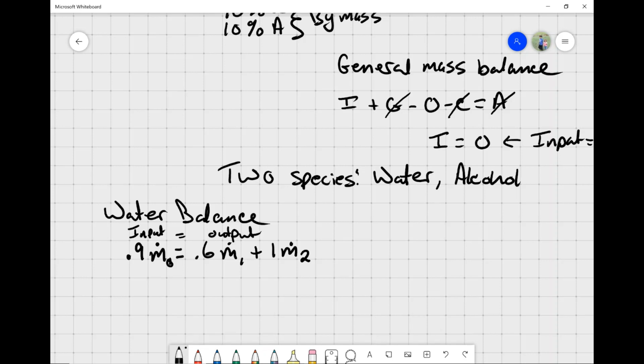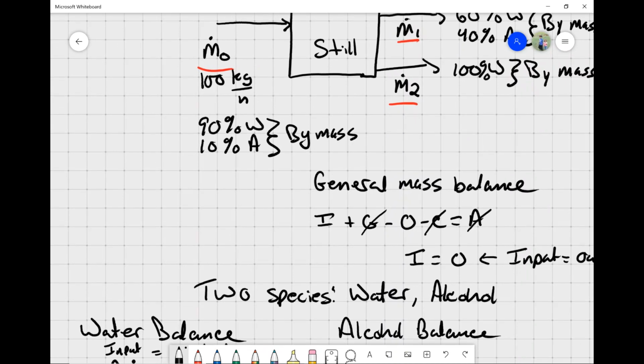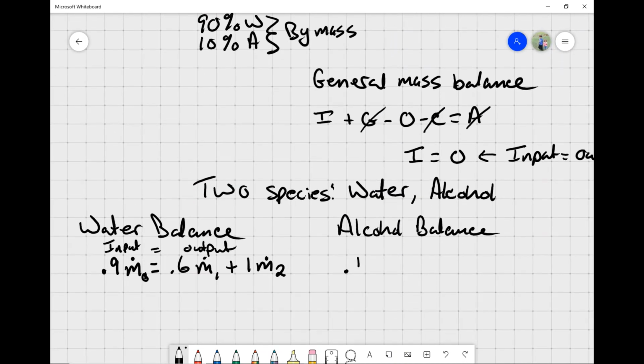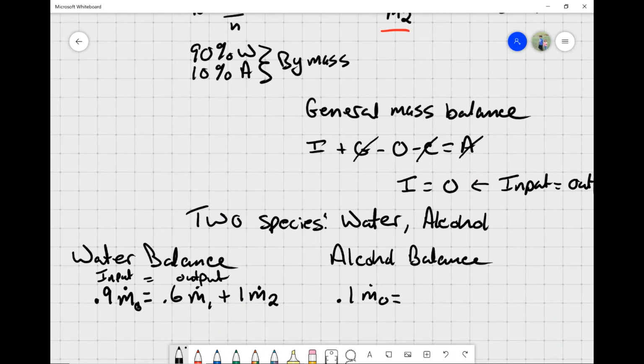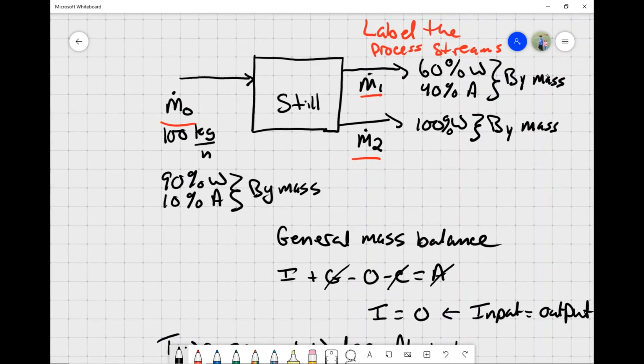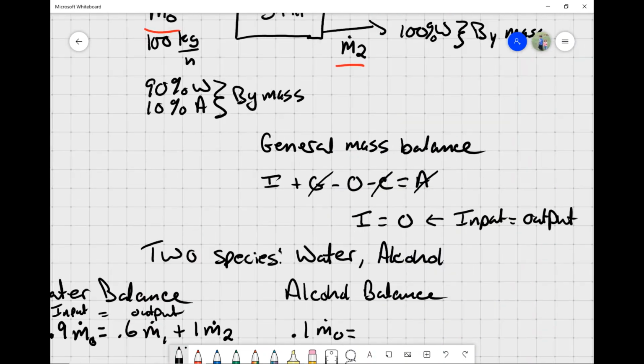So we have that equation. So we have another equation, the alcohol balance. And again, we have M naught, so it's 0.1 M naught. And we only have alcohol in this stream we've labeled M1. And it's 0.4.